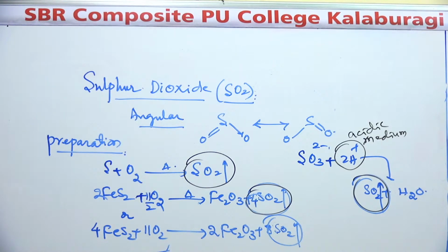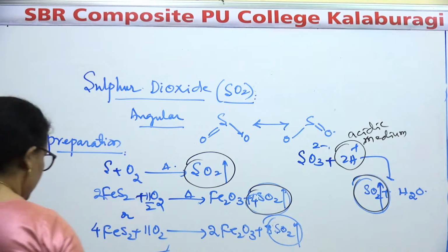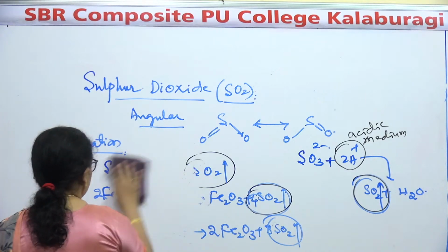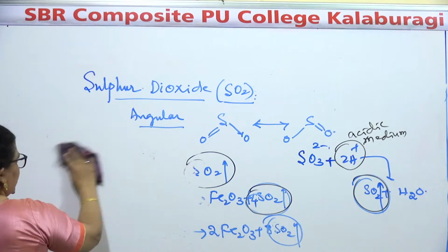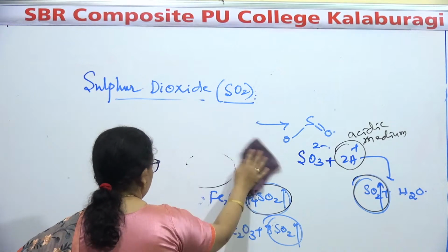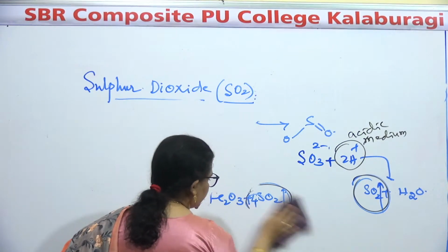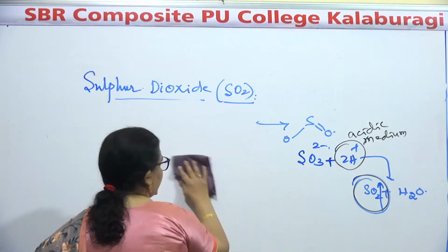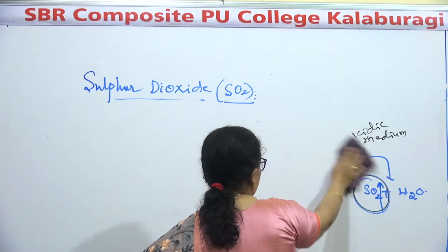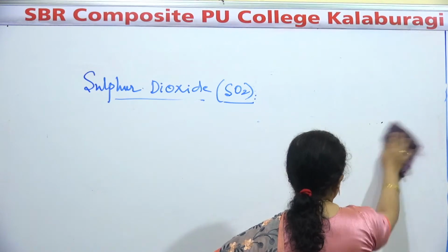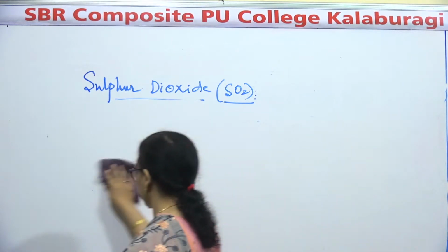It is a colorless gas with a pungent smell. We will write the physical properties as well as the chemical properties and uses of sulfur dioxide. With this, group 16 elements will be complete.